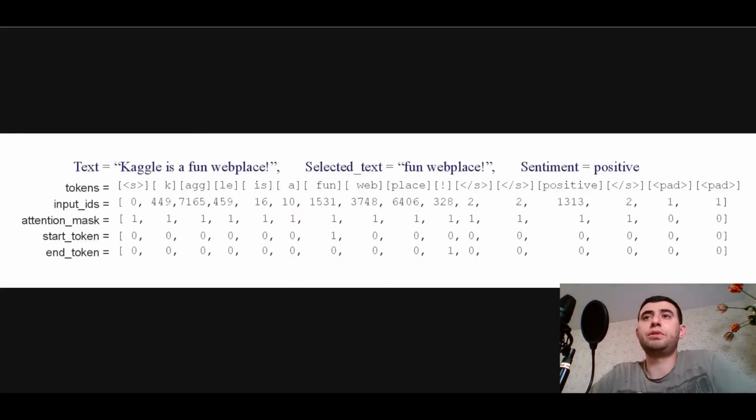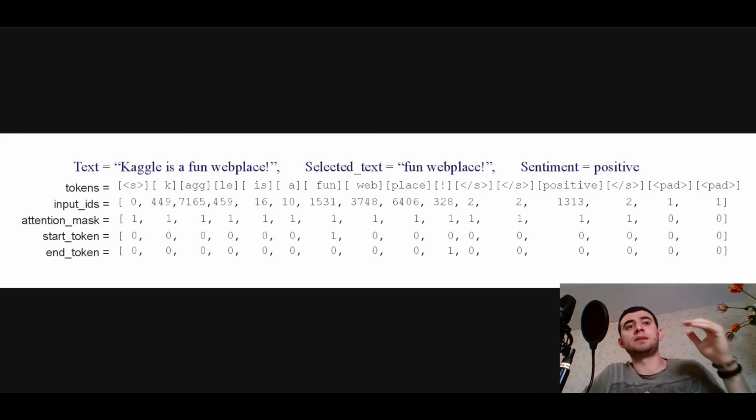Here is the principle of the tokenization. So we've got the text, like Kaggle is a fun web place. So we can tokenize it, get input IDs, then make an attention mask, and take the sentiment with the start token and the end token.